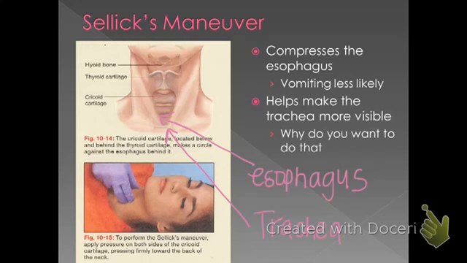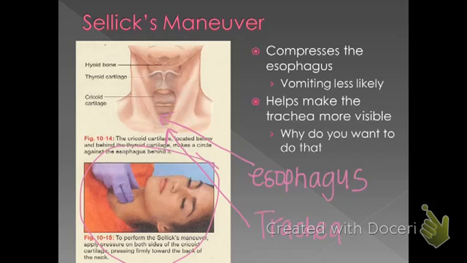When requested to do so by an advanced provider, perform Sellick maneuver as follows. So your patient's going to be in a supine position, or they're going to be on their back. And as you can tell in the picture below, they're going to be on their back, and they're probably going to be unconscious if we're performing this maneuver. You're going to basically use your index finger and your thumb of one hand to provide a downward, almost posterior pressure over what is called the cricoid cartilage. It's located right below the thyroid cartilage in the neck.